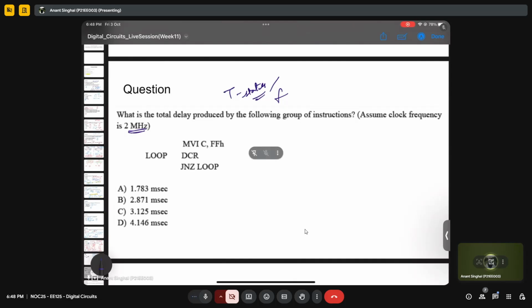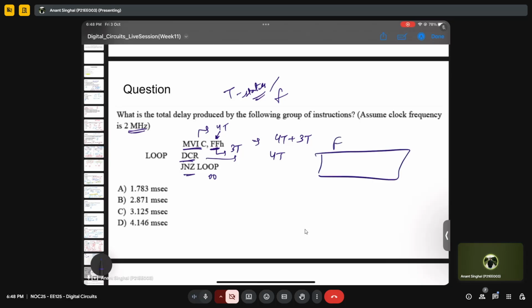Okay, so we have the MVI instruction, so we'll need to fetch the C. So this is 4T. Then every 8-bit memory read contains 3T states. So the first line will be 4T plus 3T. Then we have an instruction which is again a fetch. It will decrement it, so this is again 4T. And then, oh, so there is a loop. So FFH, till this loop becomes 0, it will basically run.